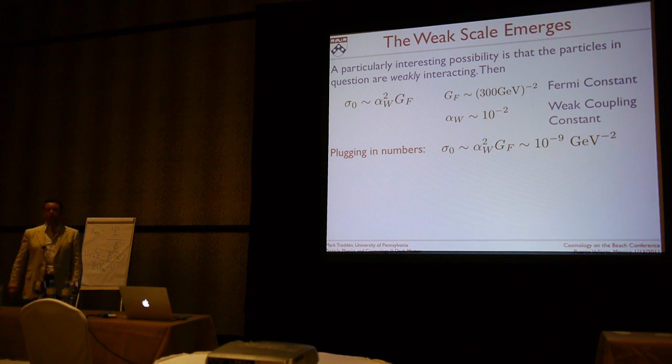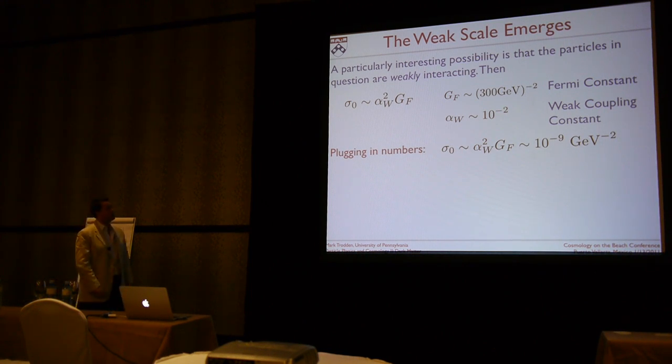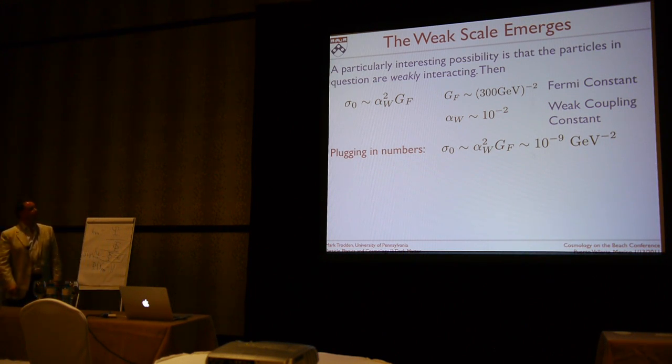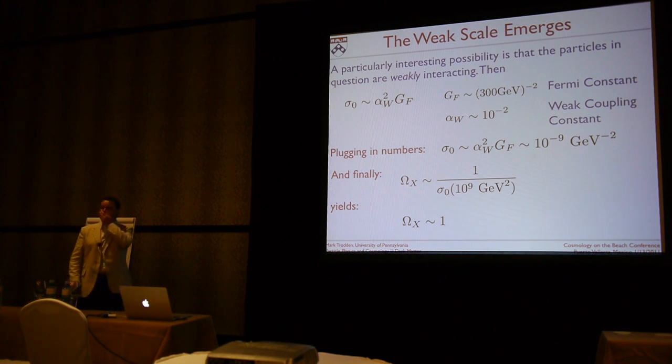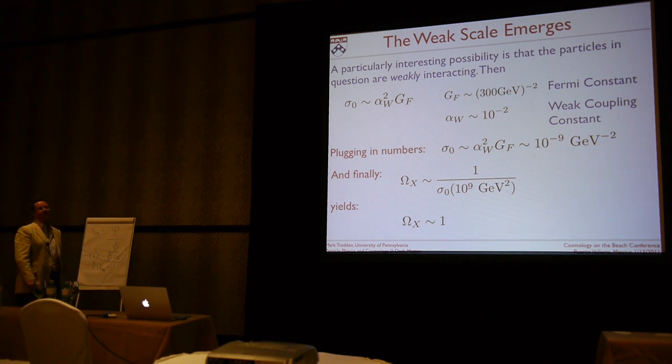You plug the numbers into here, what do you find? You find out that sigma 0 is about 10^-9 GeV^-2. And if you recall what I wrote down two slides back, then that expression yields omega x is about 1. I hope I don't need to emphasize that I'm omitting terms here of order 0.1, 0.3, 10. So anyway, but the point you should take away from this is the following.